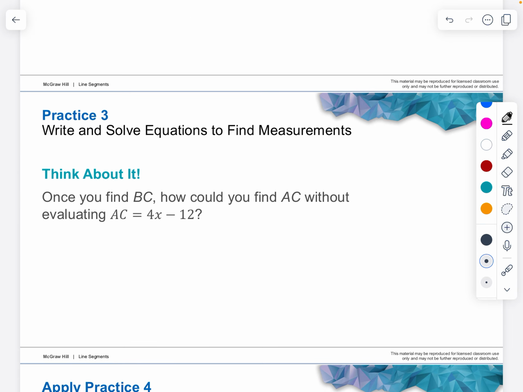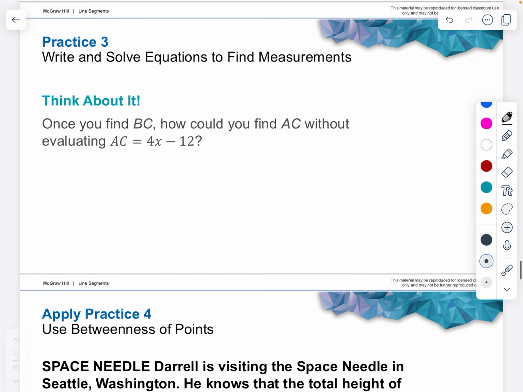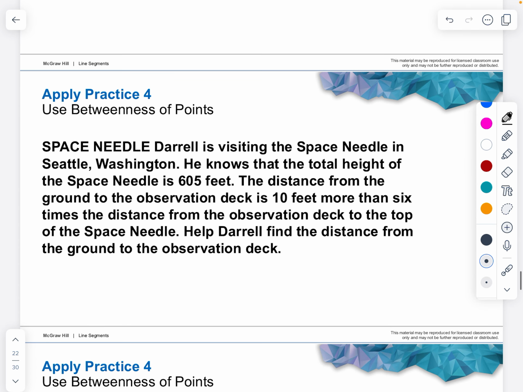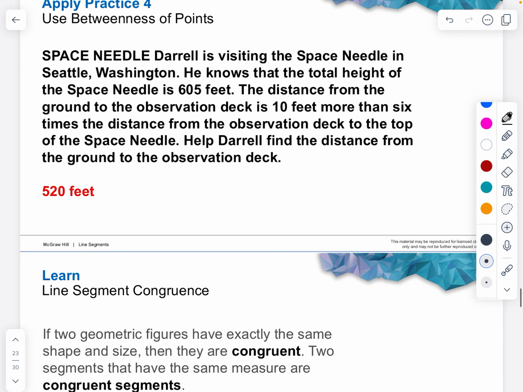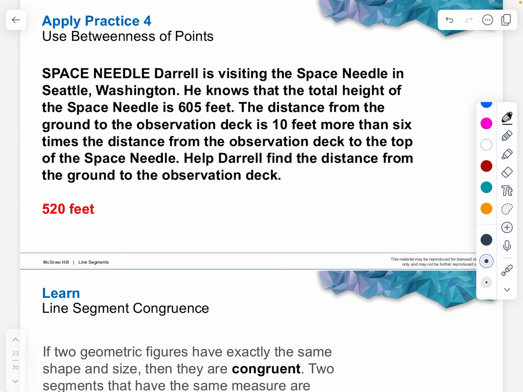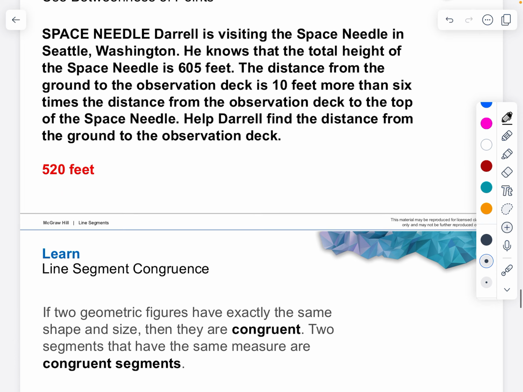And hey, once you found BC, how could you find AC without plugging it in? Was there another way? We'll pause and think about that. Now, try this one. Go pause and try this practice. And did you get that answer, 520? If not, try it again. Work it out.